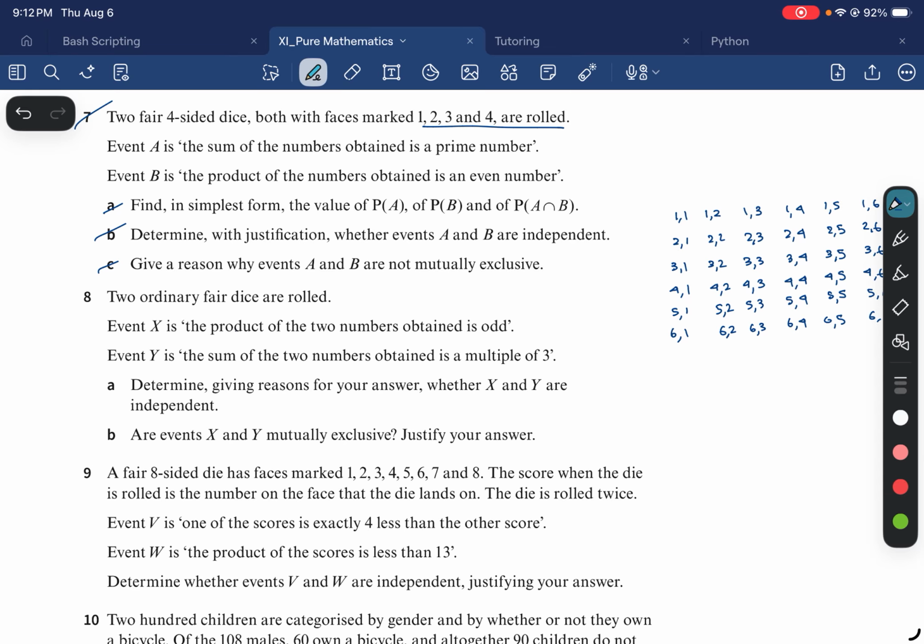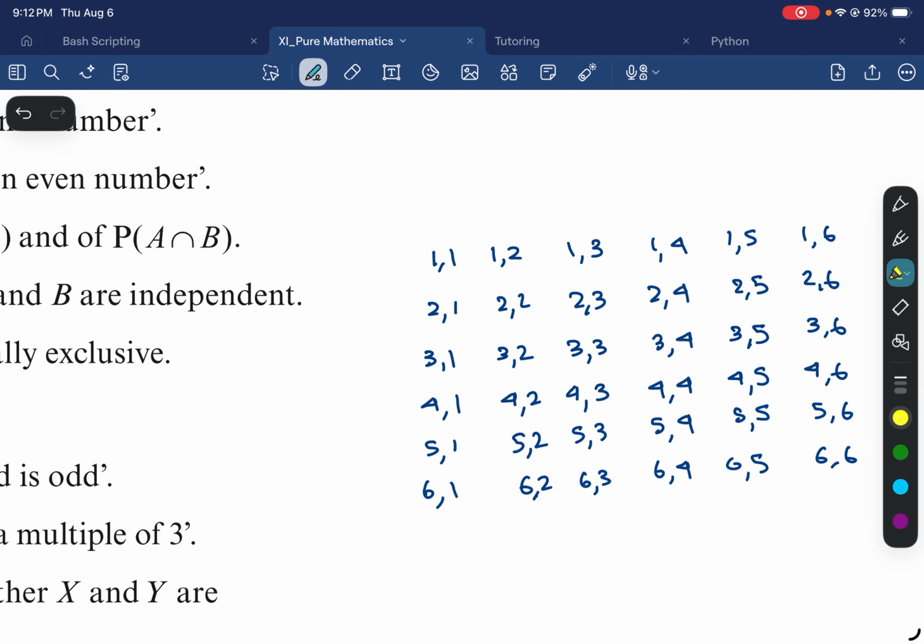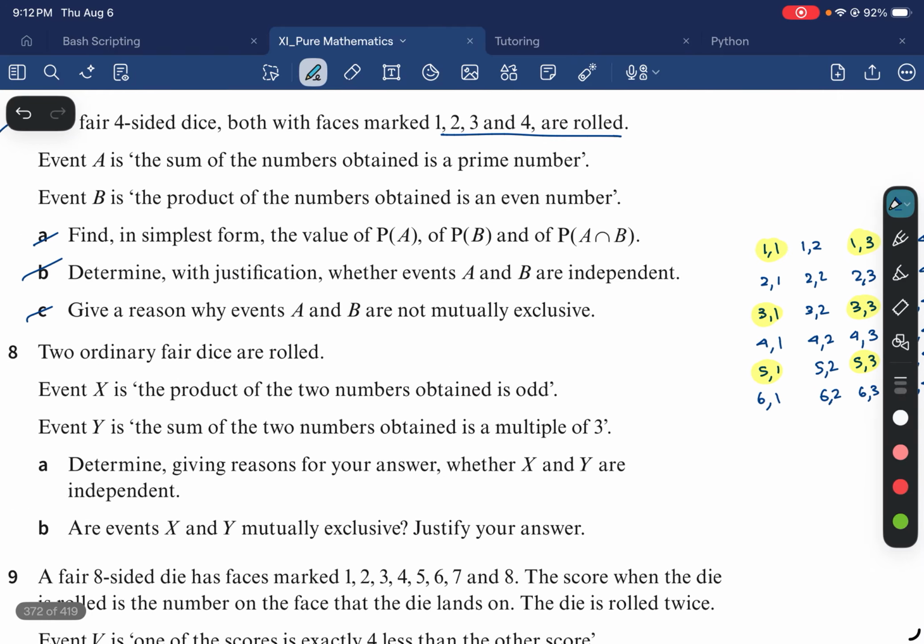All right. So event X is the product of the 2 numbers obtained is odd. So basically, let's look for odd products. So it has to be both numbers odd, right? You can't have an even number. So just look for numbers where both of the numbers are odd. So their product is going to be odd, right? So it's going to be all of these numbers. Oh, sorry, not that one. Not that one as well. 5, 3 and 5, 5. Everything else, the product is going to be even. So you have 9 out of 36, right? Probability of X is 1 over 4, basically, which is 9 over 36.